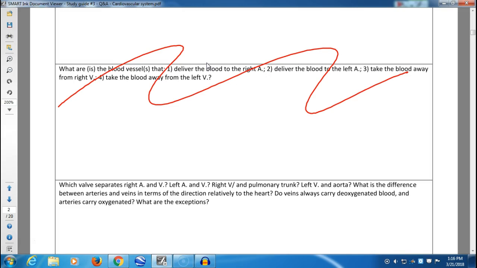Should you feel it out? Absolutely. Feel it out. Make sure that it goes almost on the reflex level. I tell you which blood vessel leaves right ventricle. Pulmonary trunk. I tell you which blood vessel leaves left atrium. You tell me, dude, you're crazy. None. There are no blood vessels that leave left atrium. Does that make sense? They only enter.